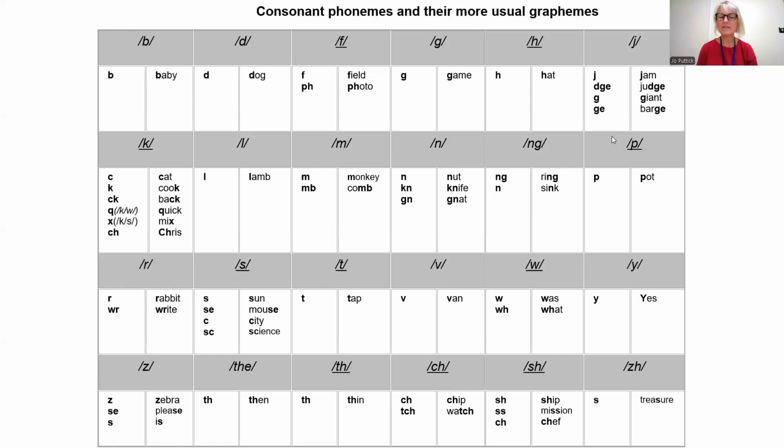For example, the sound J can be represented with the letter J, like in jam, or DGE, like at the end of judge, or G by itself, for example, in the word giant, or indeed GE, for example, in the word barge. In all of those words, we are using a J phoneme or sound, but we are representing that in a number of different ways.